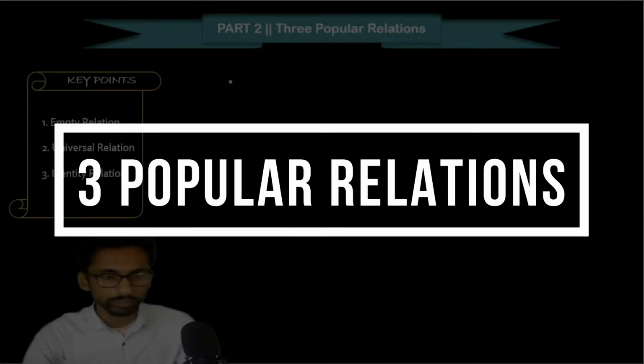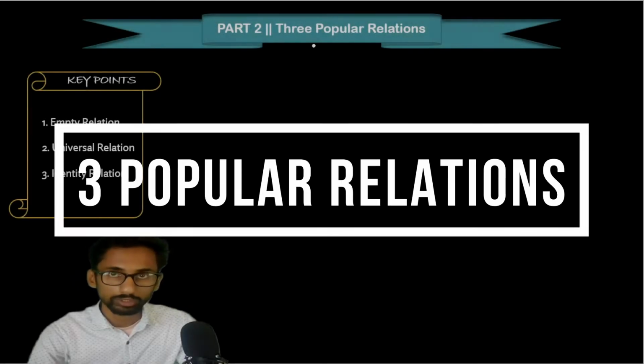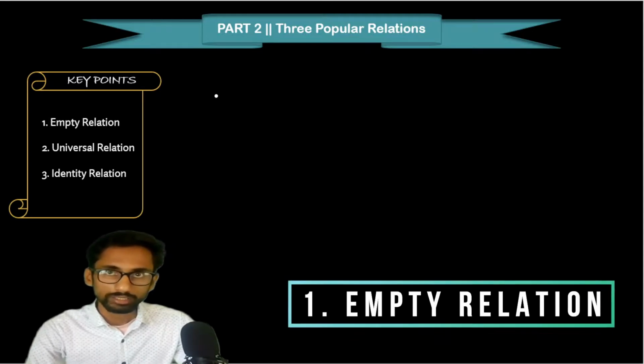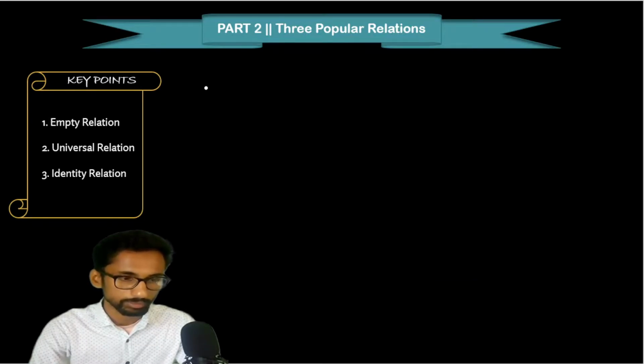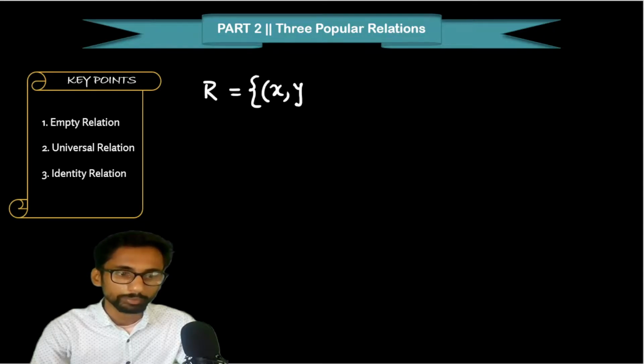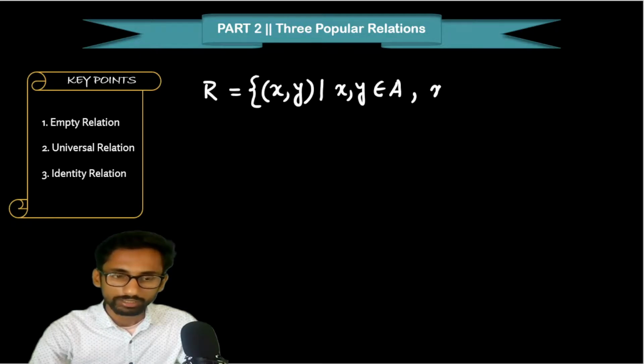In part 2, we will discuss three popular relations. The first one is the empty relation. For example, consider this relation R given by the ordered pairs x, y such that x, y belongs to the set A, where the definition is x square plus y square is lesser than 0.